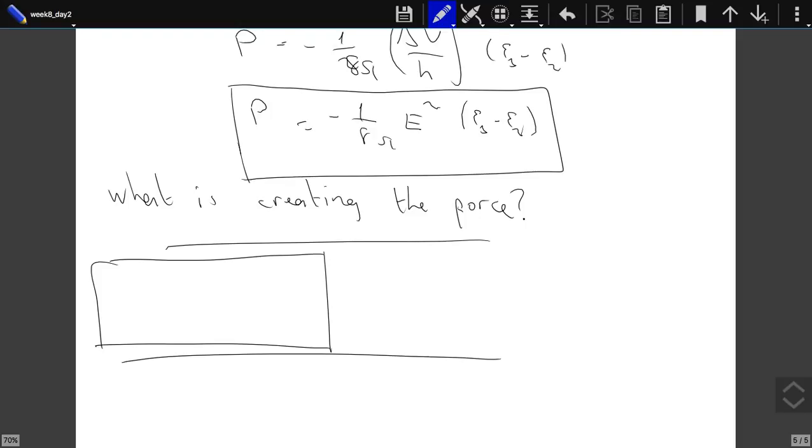So microscopically, what's creating this force? I think we have some electric field around the capacitor. What do you mean by that? Yeah. That will go from polarization at the edge. And so the polarized charges will be attracted.